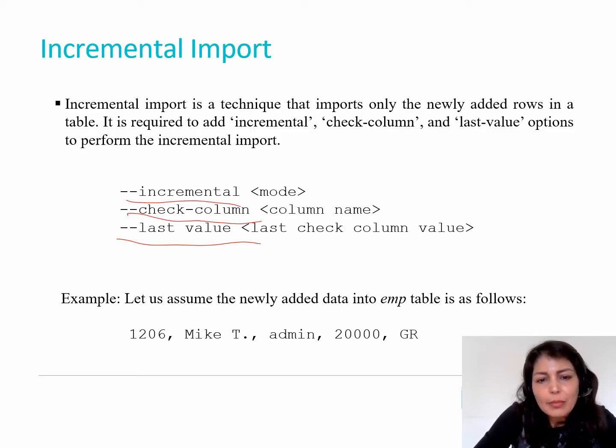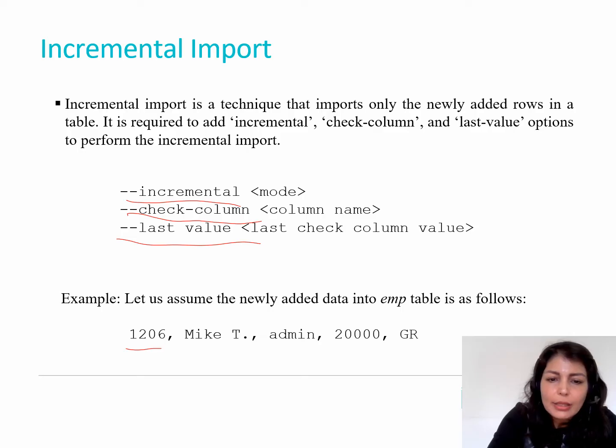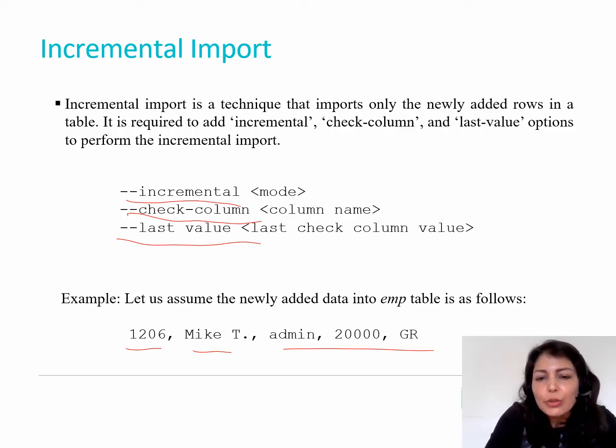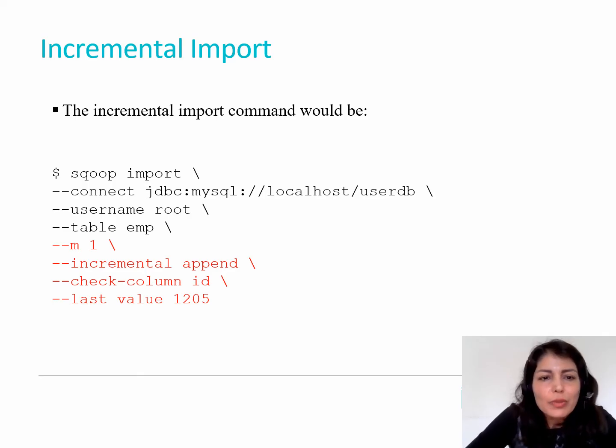Okay, let's have an example. Let's assume that we have added new data to the imp table in the traditional database, which is, this is the ID, name, and the other information. So we have the ID, which is the first field, is primary key. So this is the new one. So we want to only import this new data to HDFS, not all data, because we have imported the previous one before. Okay, so what we need to write is this.